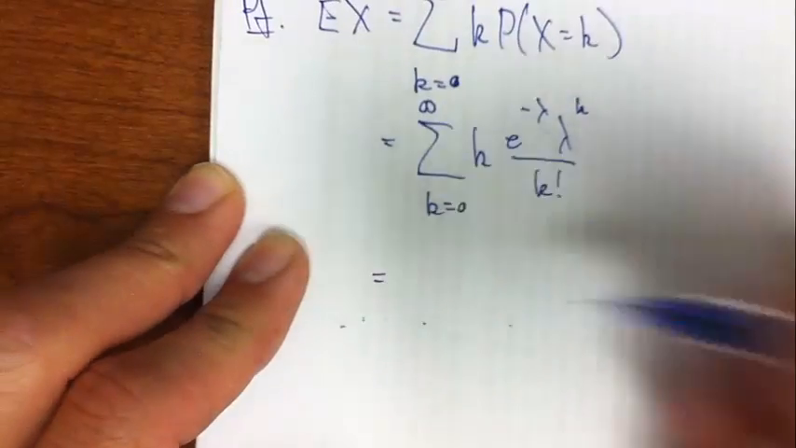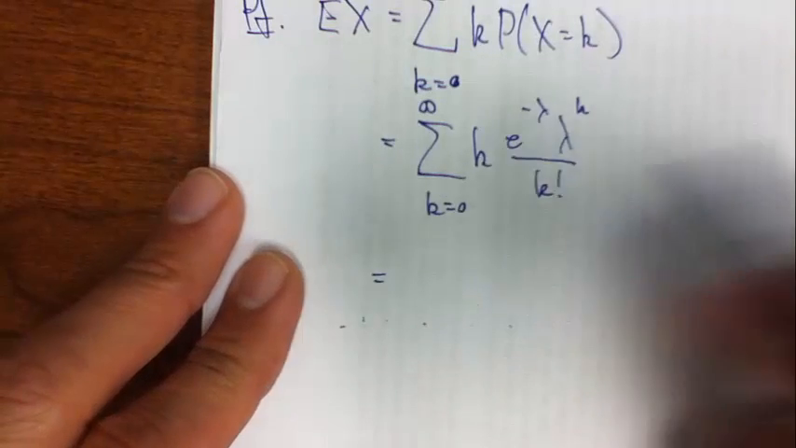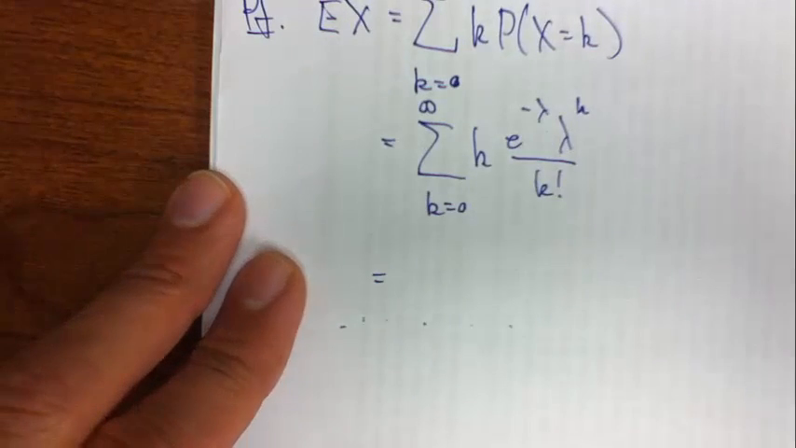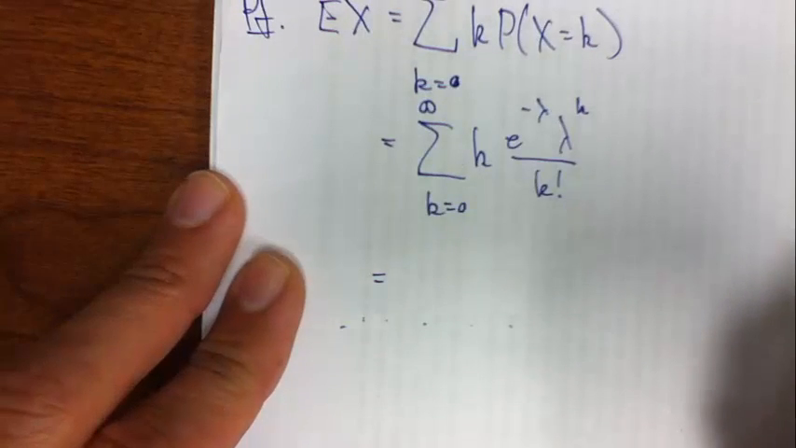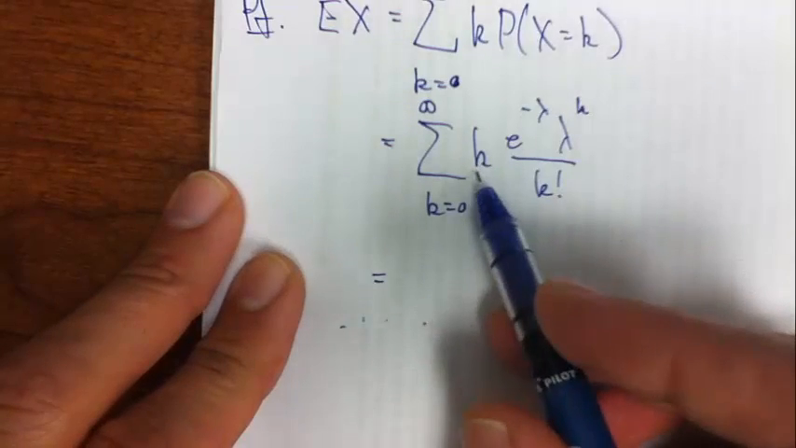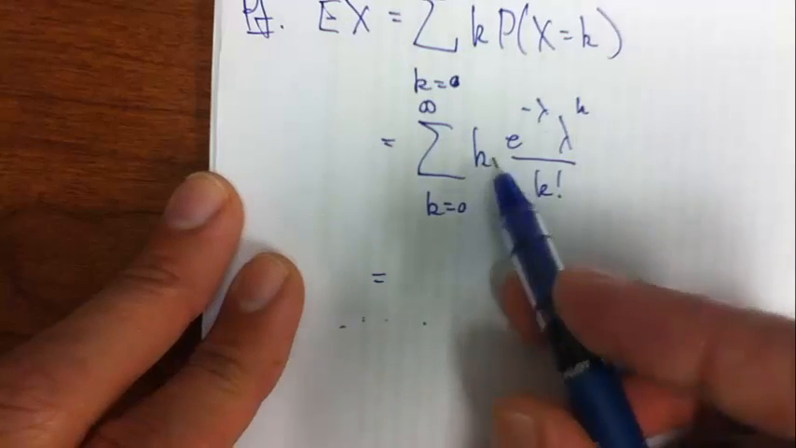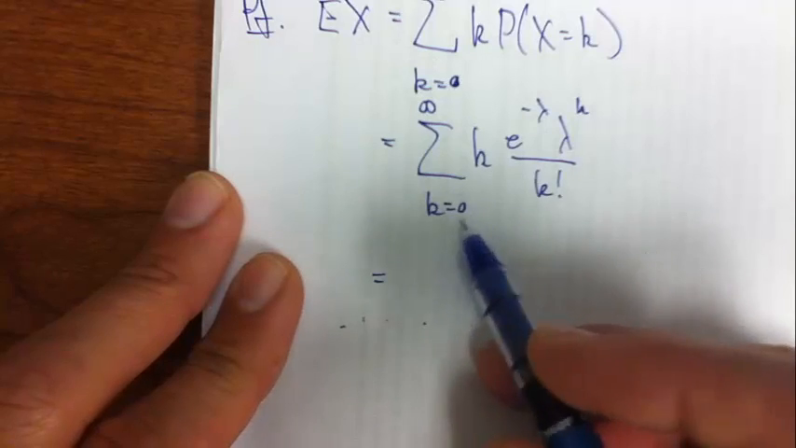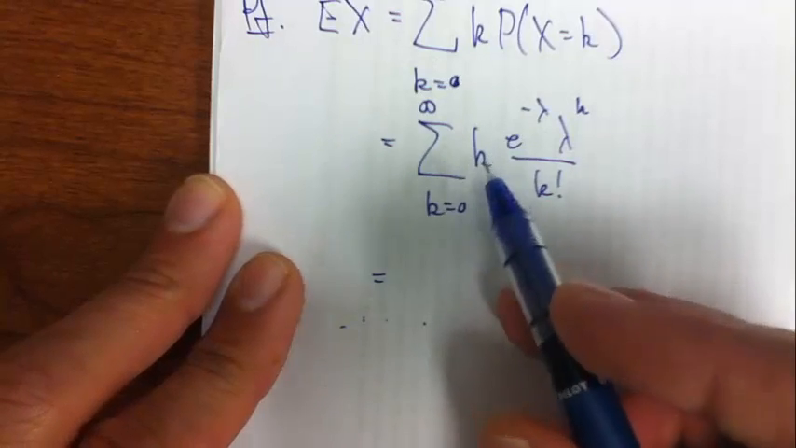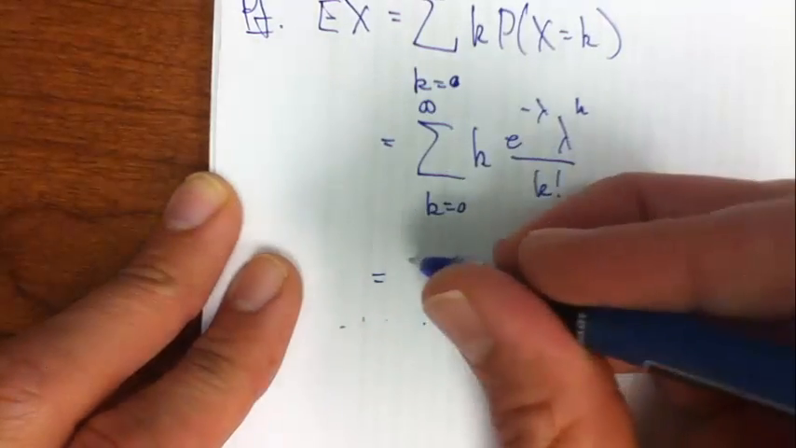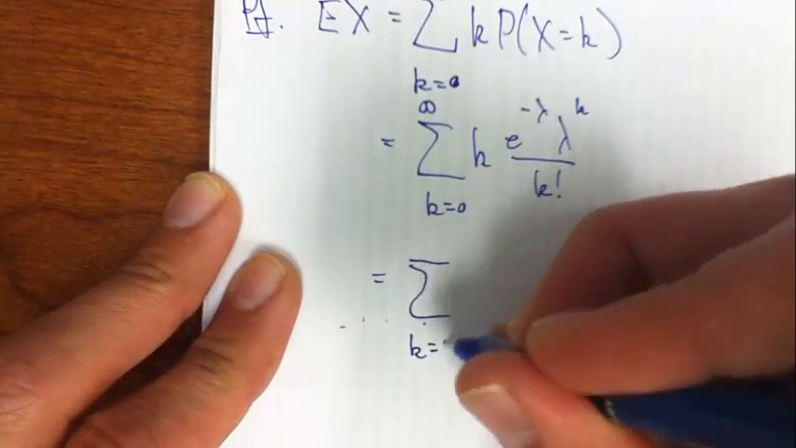Feel free to pause this and work it out yourself. That would be excellent practice. Now, first thing I'm going to notice is that I can actually start this sum off with k equal to 1, because if k equals 0, then this first term is 0. So let me just do that. That might help us here.